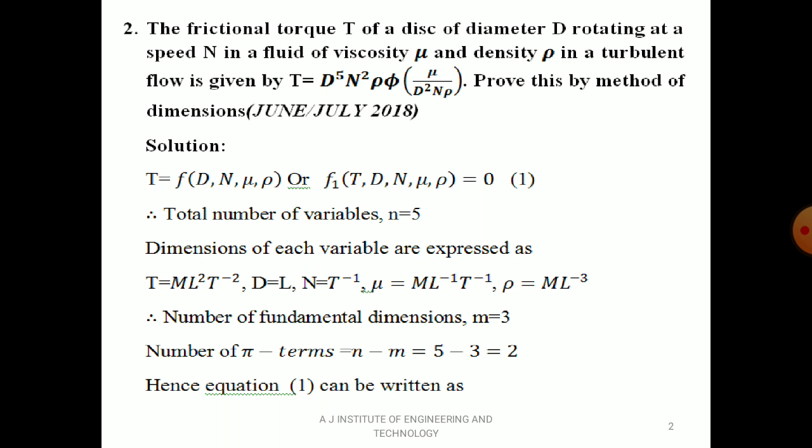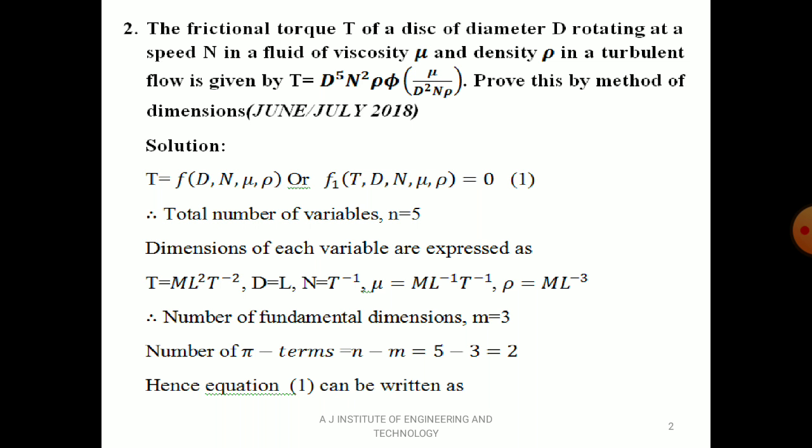So we can see here all M, L and T terms, so the number of fundamental dimensions m becomes 3. Therefore the number of pi terms from Buckingham Pi theorem is n minus m, the number of variables minus the number of fundamental dimensions. Here the number of variables is 5 and the number of fundamental dimensions is 3, 5 minus 3 becomes 2. So we have to write expressions for 2 pi terms.